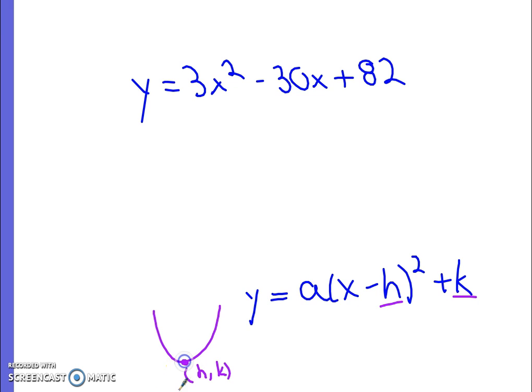So the vertex is the very bottom of the parabola. Now, if the parabola happens to be upside down like this, then the vertex is the very top. Okay? But either way, h and k tell you where that point is. So we're going to be finding h and k for this equation, and then we'll use that to write the final form of the equation. So let's get rid of all that stuff here, so it's not in our way.